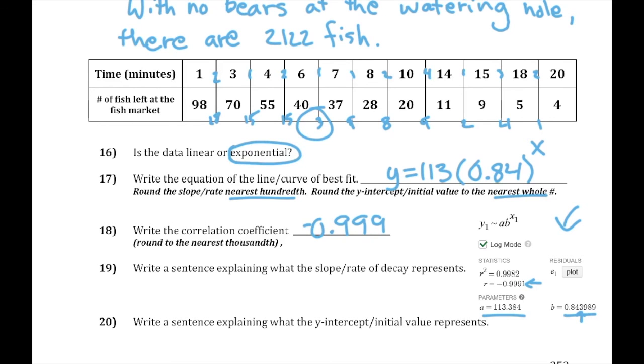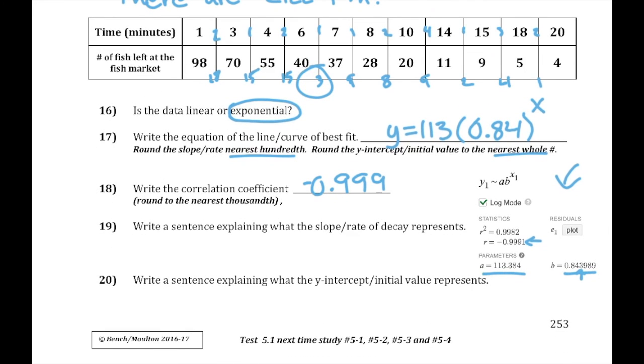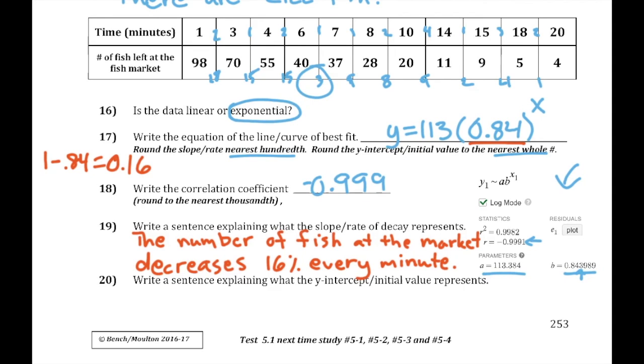Okay, so now we're going to write a sentence explaining what the slope, in this case, the rate of decay, represents. So remembering, we got to go back to this idea. Remember, this is not our rate, actually. This is actually our decay factor. And if we want to find the decay rate, we got to take 1 minus that 0.84, which is going to give us 0.16. Now, if that's going to be our rate of decay, we're going to say that the number of fish at the market decreases 16% every minute. So again, we're going to say the number of fish at the market decreases 16% every minute.